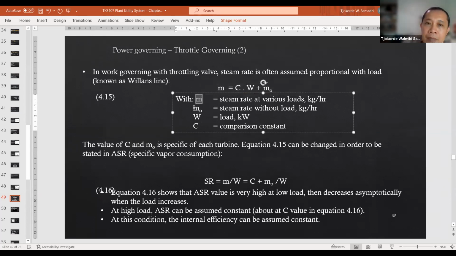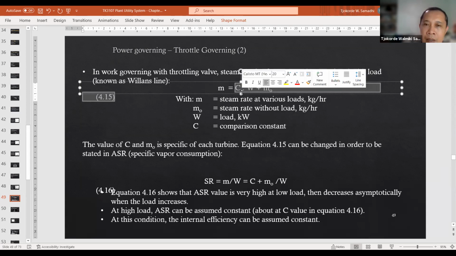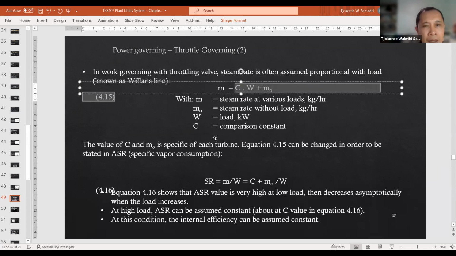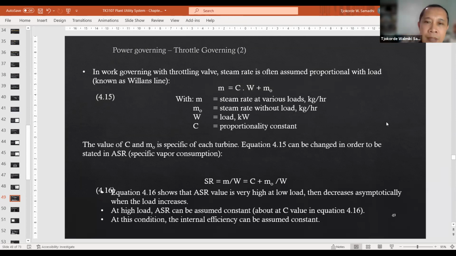M sub 0 is usually provided in the problem. So we know this from the design and specification of the turbine, we know the steam rate without load. And W is the load. So W can be changed, and M will follow whenever we change the load of the turbine. And C is just a constant. It's probably more correct to state it as a proportionality constant.